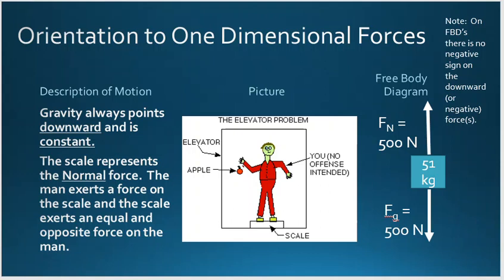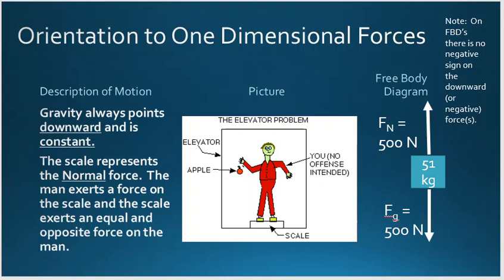So gravity always points downward and is constant. This is something that you have known before you came to physics, and gravity will never leave us. You will never have a day without gravity on Earth. So we have to acknowledge it. It's also constant, which means that it is the mass times the acceleration due to gravity. We call it Fg equals mg. M for mass, g for acceleration due to gravity, which is negative 9.8 meters per second squared.